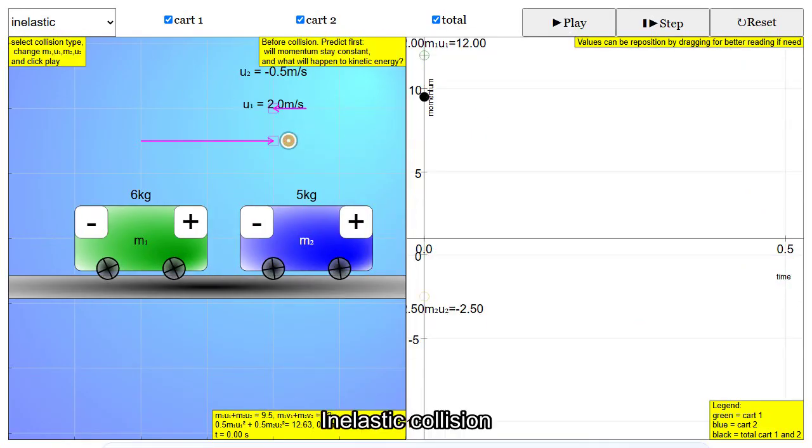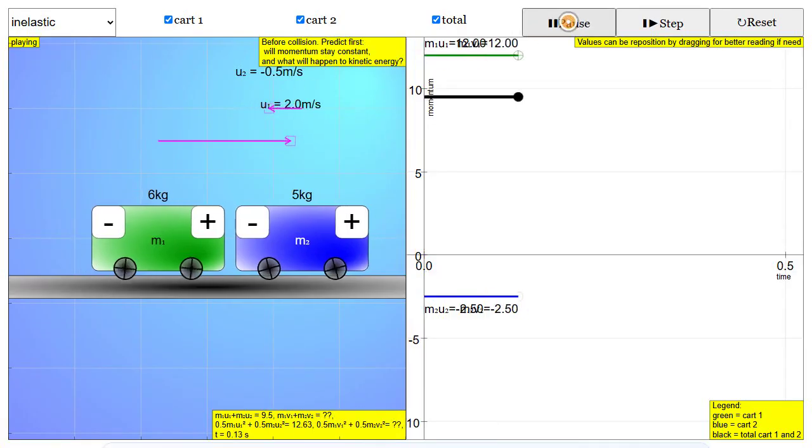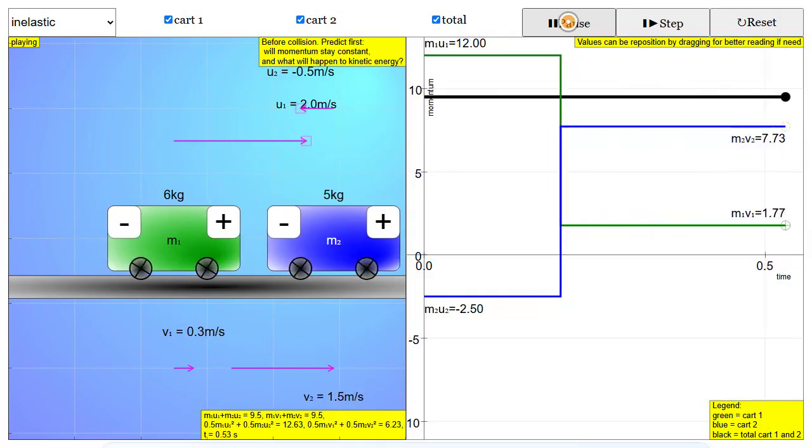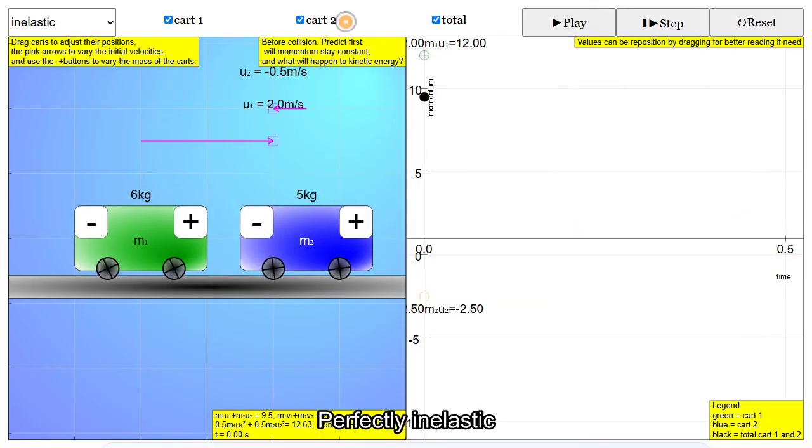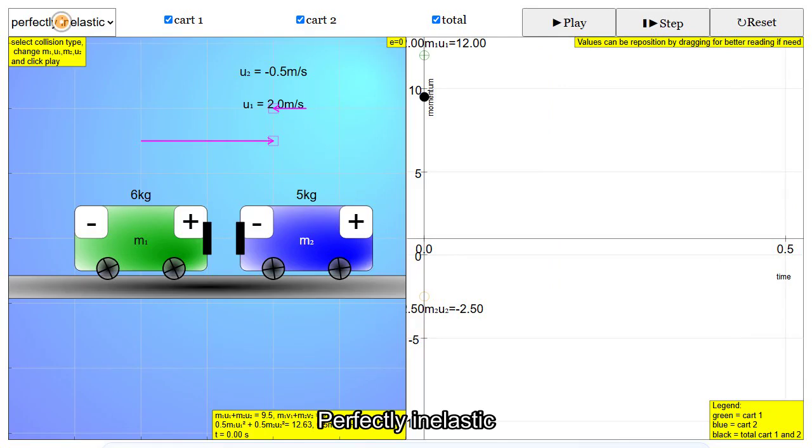Now the mode changes to inelastic. The overall momentum is still conserved, but the final motion is different. After collision, the carts separate with less kinetic energy than before, so this scene is useful for contrasting momentum conservation with kinetic energy loss.